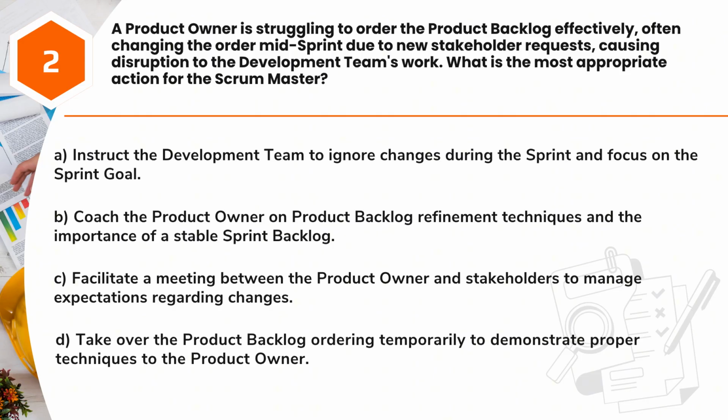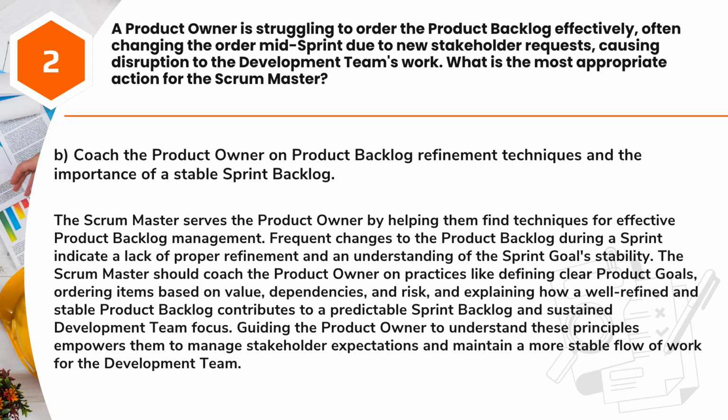A. Instruct the development team to ignore changes during the sprint and focus on the sprint goal. B. Coach the product owner on product backlog refinement techniques and the importance of a stable sprint backlog. C. Facilitate a meeting between the product owner and stakeholders to manage expectations regarding changes. D. Take over the product backlog ordering temporarily to demonstrate proper techniques to the product owner.